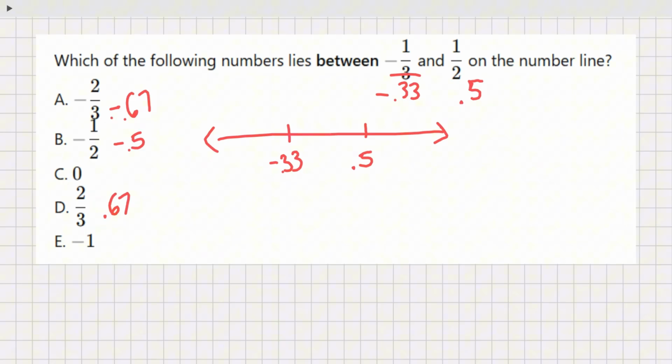So if we look here at 0.67, oh man, I just said 67, my goodness, and I'm not even recognizing it. 0.67 should be somewhere right around here. And then negative 0.5, it's less than 0.67. It should be a negative sign right there. 0, somewhere right in here. So I know that's in between the number line. I know it's my answer, but I'm just going to show you these as well. And negative 1 should be somewhere over here. So I know my answer is C, 0.